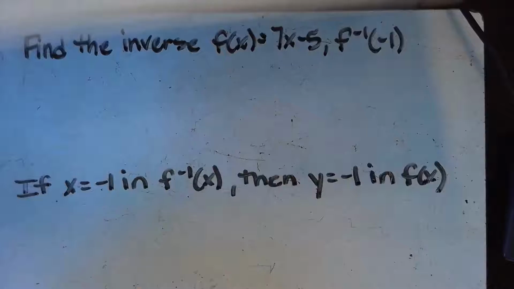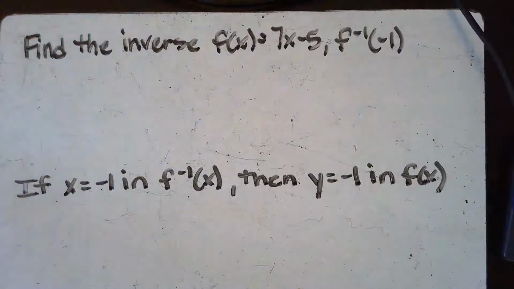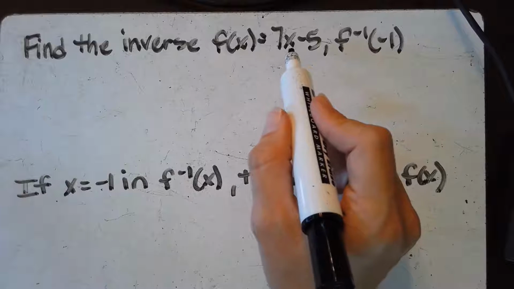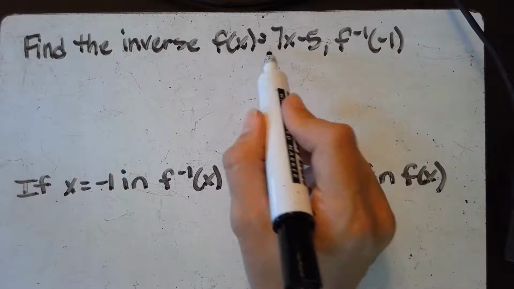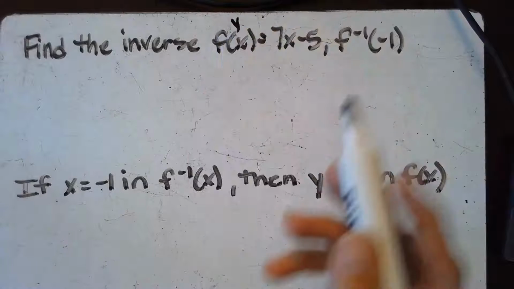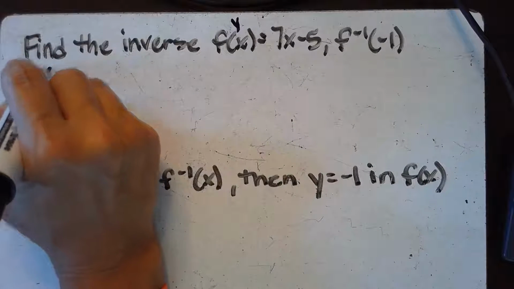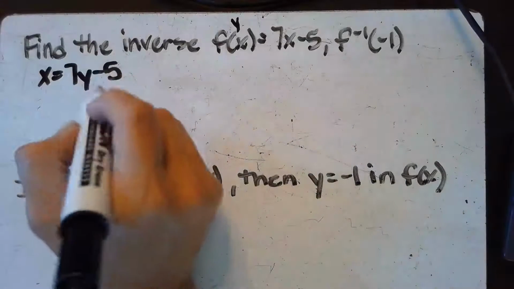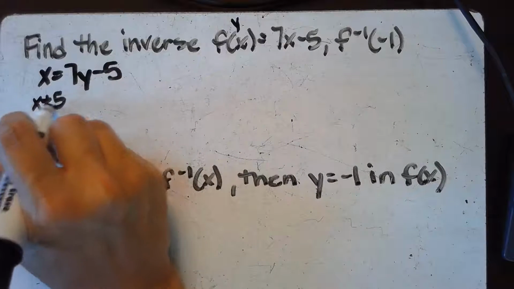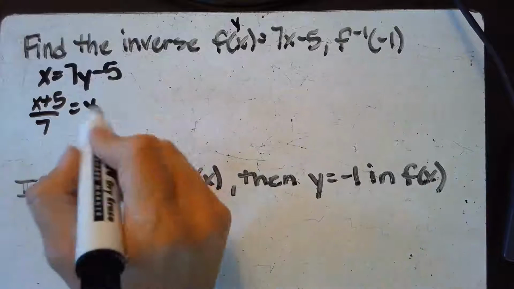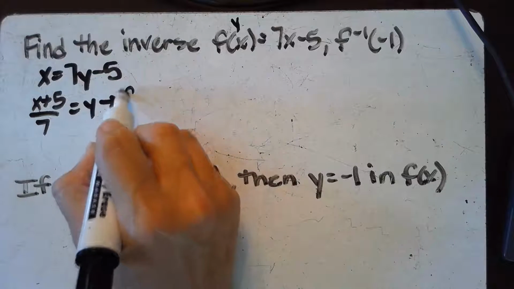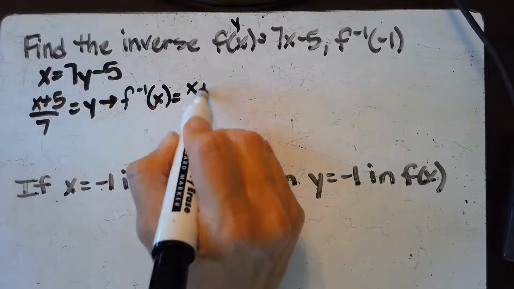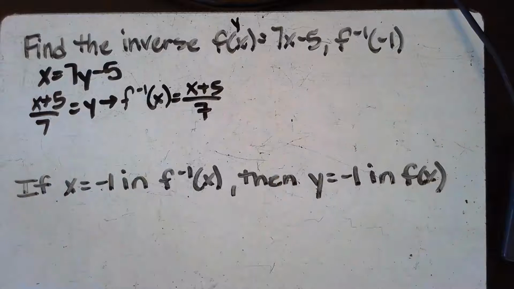Okay, so let's actually find the inverse. If we recall finding the inverse, what would we do? We would switch our x and y's and say this is y right here. So when we switch them, that's x equals 7y minus 5. And then I would solve for y. So x plus 5, and then I would divide by 7 equals y. Remember our notation: it looks like f to the negative 1, but that stands for inverse, equals x plus 5 over 7.